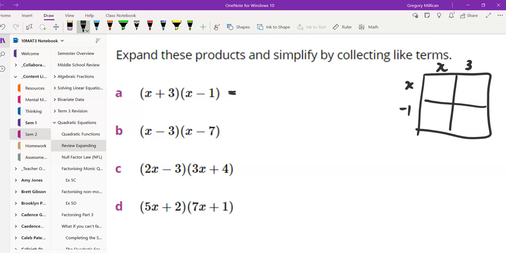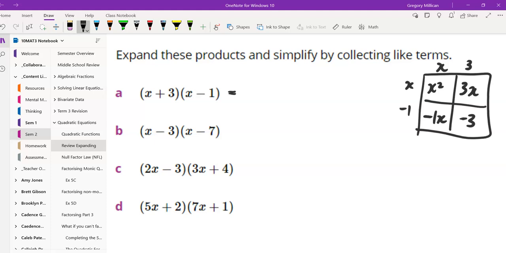So X times X is X squared, X times 3 is 3X, X times -1 is -1X, and -1 times 3 is -3. And so all I'm doing is just finding the area of each of the little squares and then putting them all together. That's one way to do it. Okay, and sometimes people are taught that way.